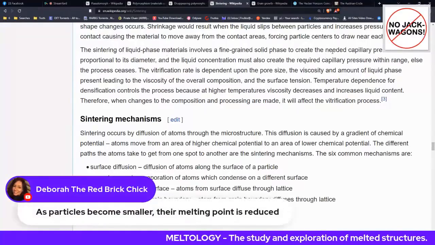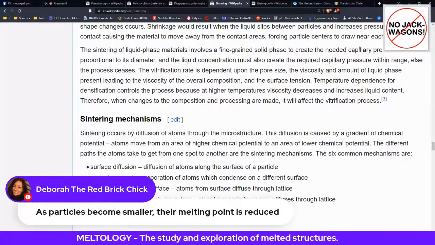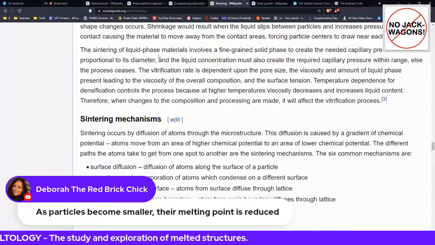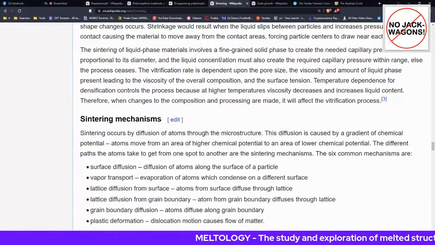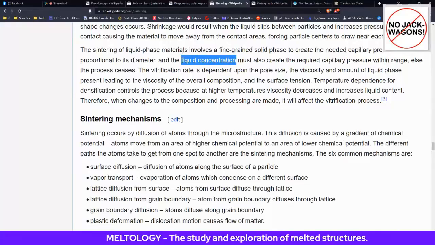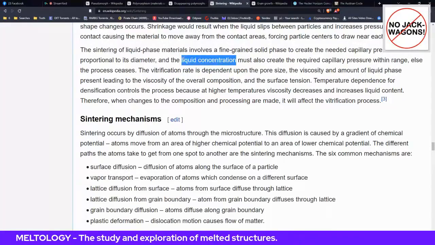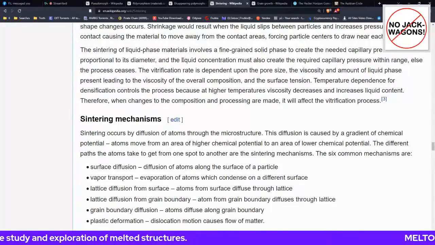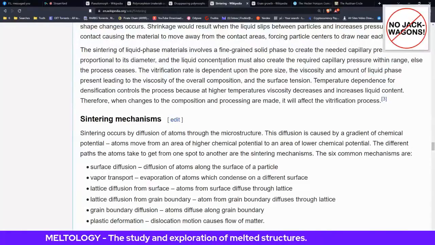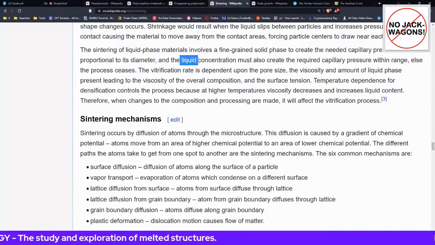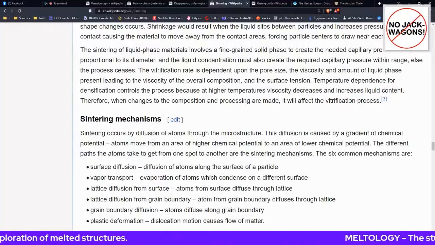And here they say that to create these needed capillary pressures proportional to the diameter and the liquid concentration, because everything has like moisture in it. They use words like liquid, and it's just moisture. Moisture is just liquid. So to create this capillary pressure, they have to have all of this liquid.